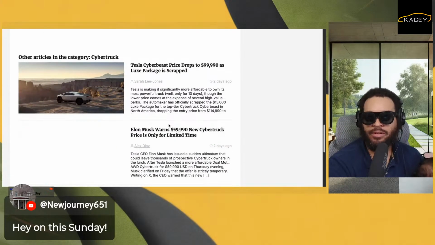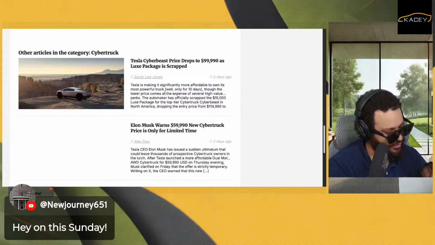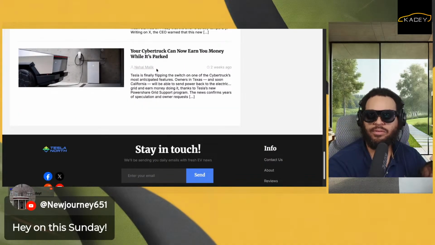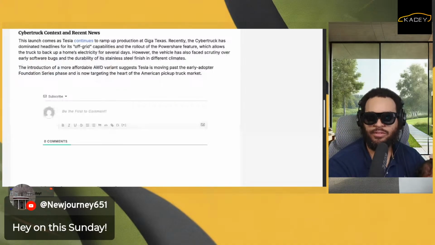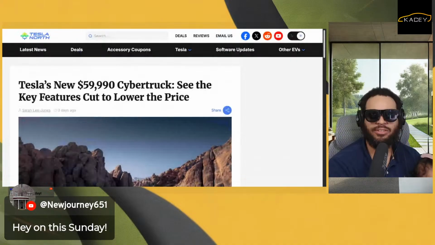Oh, here it is right here. They did touch it. Elon Musk warns the 59,990 Cybertruck is only for a limited time. So we'll check out both of these as they are quite related. Guess what? Your Cybertruck can now earn your money while it's parked. They flipped on a switch for one of the most anticipated owners in Texas and California. So you can use your Cybertruck as part of the distributed grid, as long as you don't have a Powerwall. They're still working on the Powerwall software compatibility.